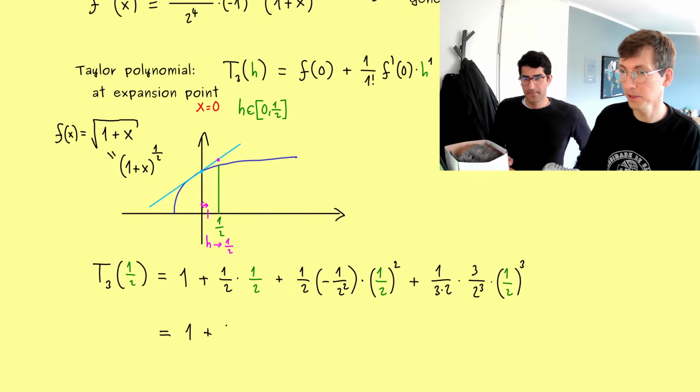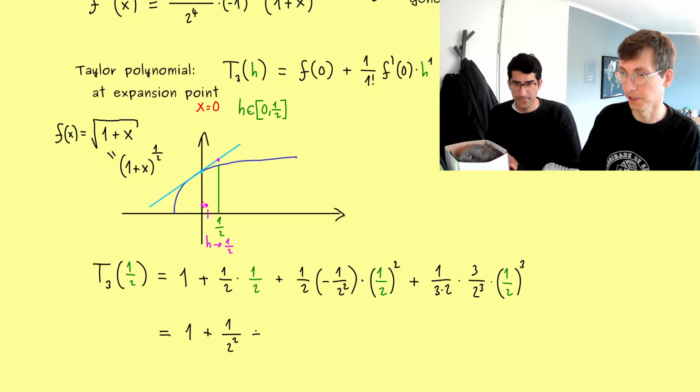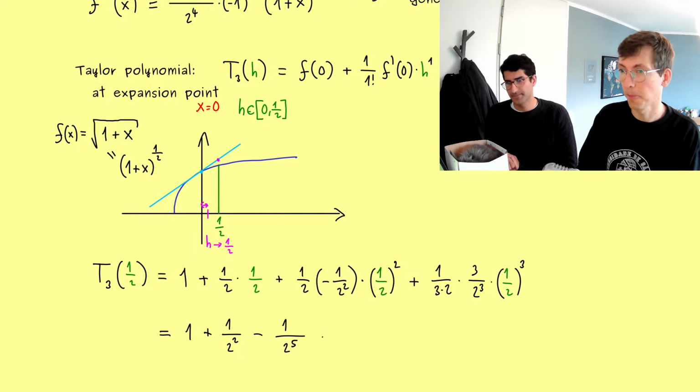Let's see. This one is 1 divided by 2 to the power 2. Not so complicated. The next one is minus. And how many 2's do we have in the denominator? I count 1, 2, and 2. So 5. Yep. So 2 to the power 5 plus.